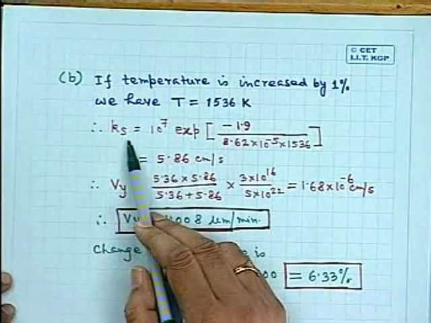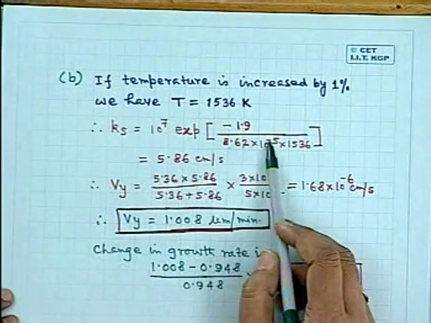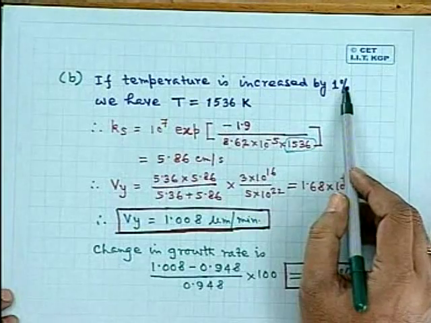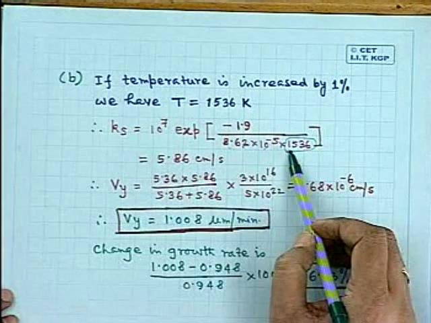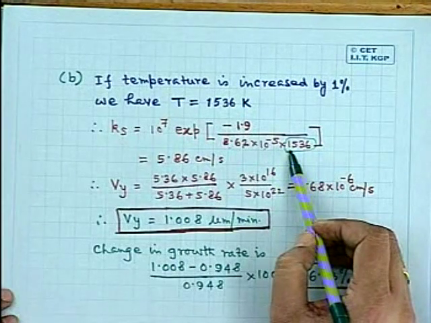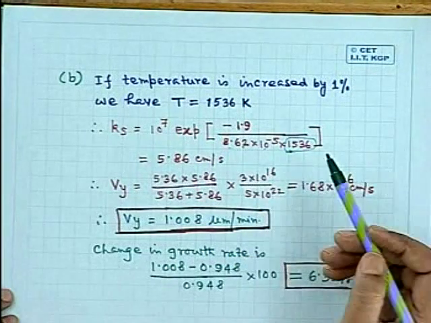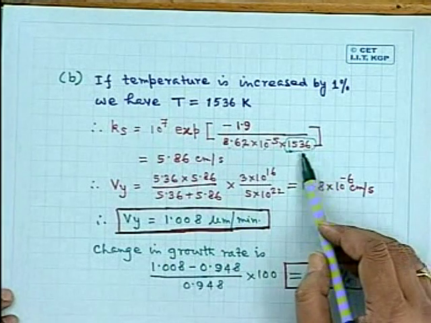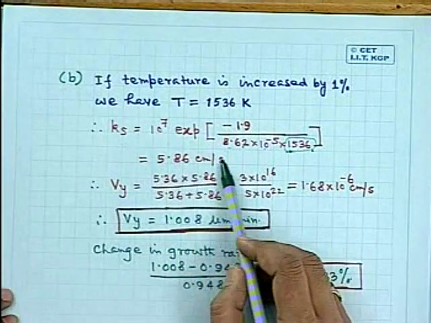Now here, the Ks change is calculated. Ks is equal to 10 to the power 7 exponential minus 1.9 divided by 8.62 into 10 to the power minus 5 into 1536. If you increase temperature by 1%, that temperature will be 1536 Kelvin. The temperature was given 1250 degree centigrade, so from 1250 degree centigrade, take the 1% change, then add 273 so it will be in Kelvin, 1536. Now, Ks is coming 5.86 centimeter per second.